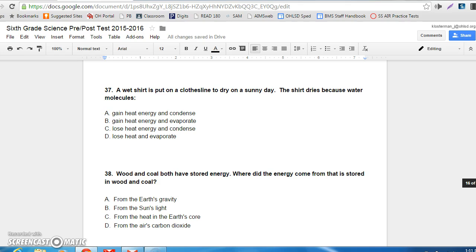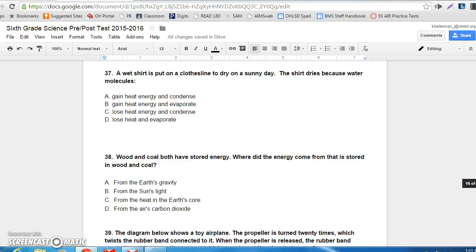Number 38. Wood and coal have stored energy. Where did the energy come from that is stored in wood and coal? A, from the Earth's gravity, B, from the sun's light, C, from the heat in the Earth's core, D, from the air's carbon dioxide.